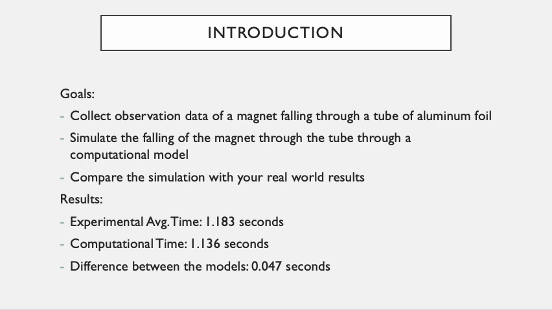So for our goals, we're collecting observational data through a magnet falling through a tube of aluminum foil, and then we'll be simulating the falling of that magnet through the tube with a computational model using GlowScript. And then we'll be comparing the simulation with the real world results. For real world results, our average time was 1.183 seconds, and our computational time with the computational model was 1.13 seconds. The difference between those is 0.047 seconds.